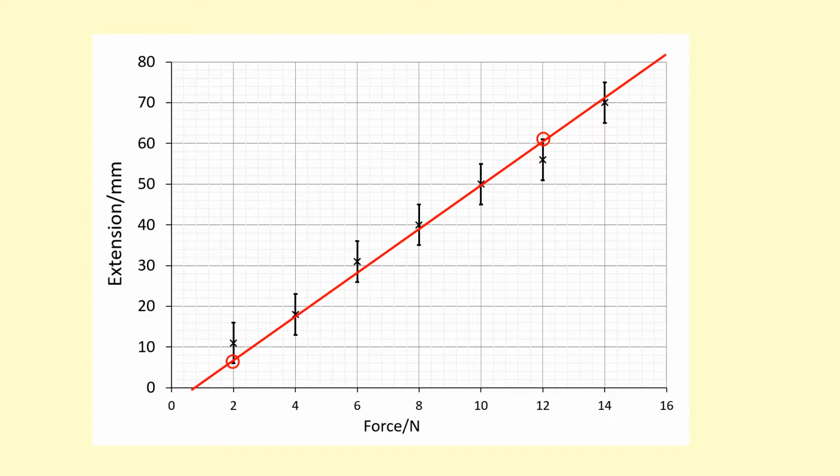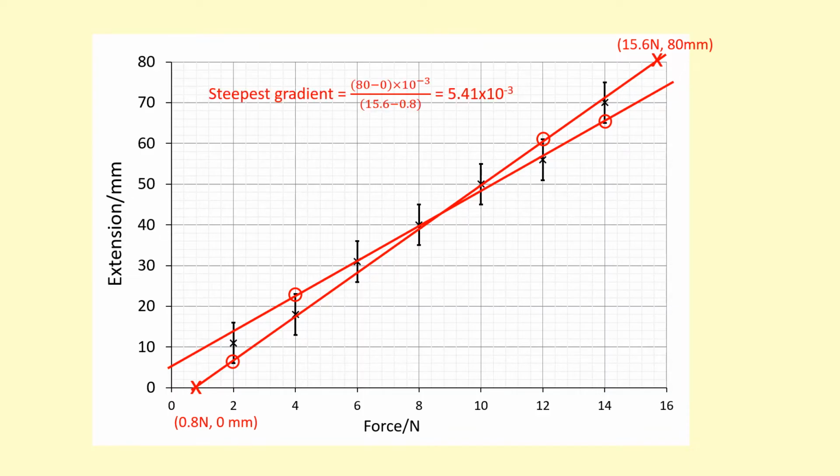Then the shallowest line can also be drawn. In this case, it's the second point and the last point that are determining how shallow it can be. Then you get 2 points from the line like this, and you can find the steepest gradient for this case. So you get change in y over change in x, and I'm converting the y from millimeters to meters.